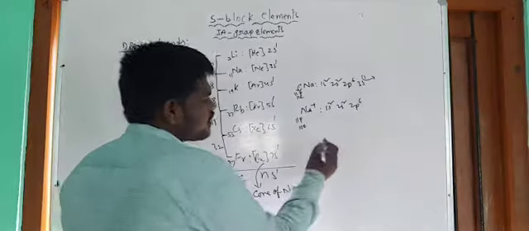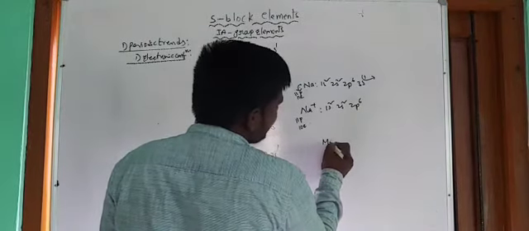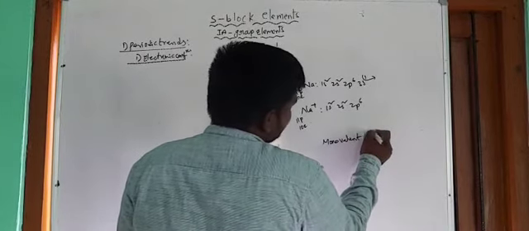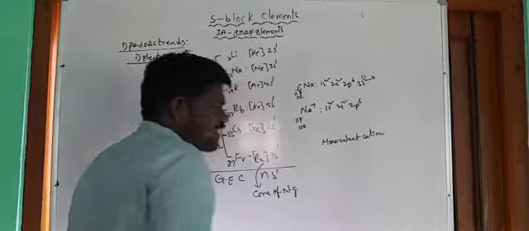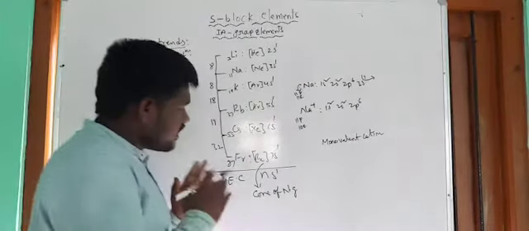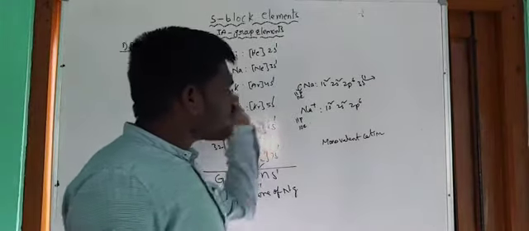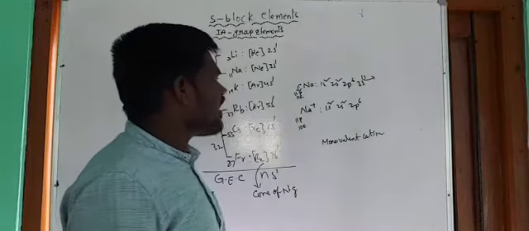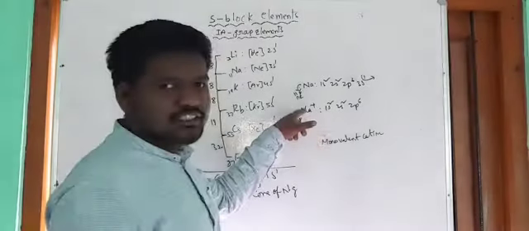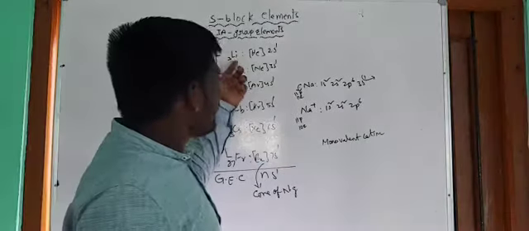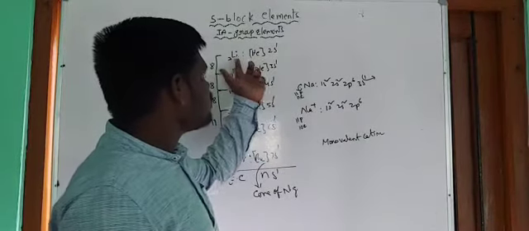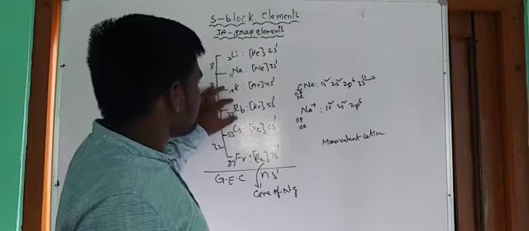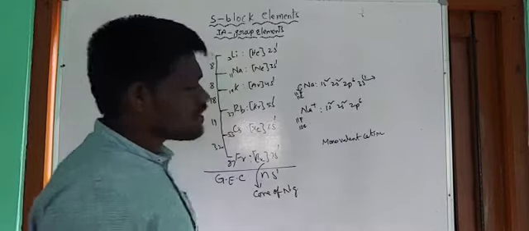And next, they always form monovalent cations. They won't form bivalent or trivalent cations, because they attain stability after losing one electron. That's why they always form monovalent cations. So here Na forms Na+. This is a monovalent cation, like lithium. After removing this electron, lithium forms the Li+ cation. And here potassium forms K+. Rubidium forms Rb+, Cs+ and Fr+.